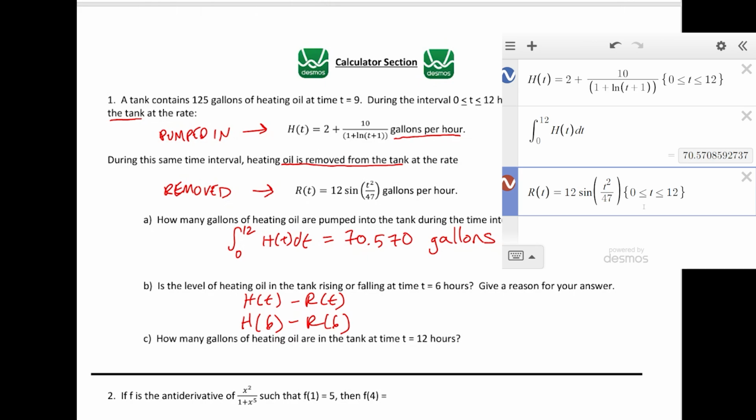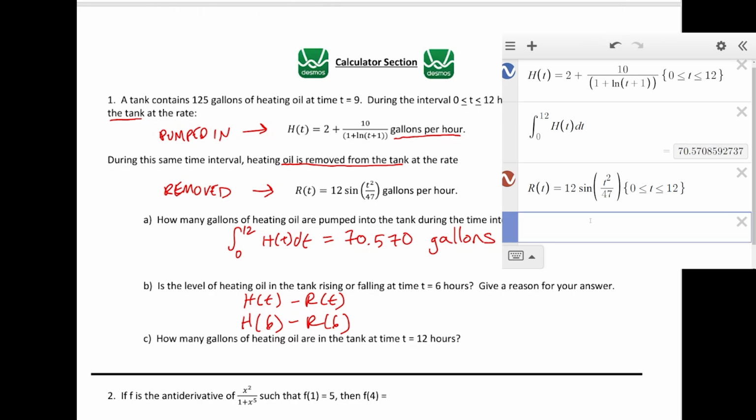Okay. So now we can just type in exactly what we wrote down, which is h of 6 minus r of 6. And it's negative 2.924. And the units here are going to be in gallons per hour because this is a rate.